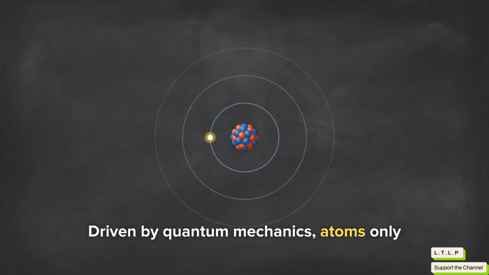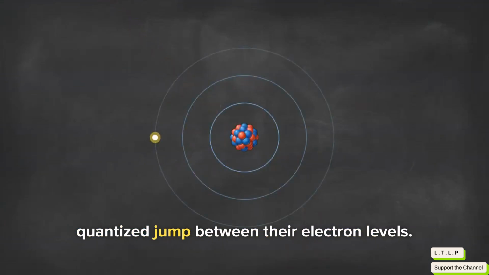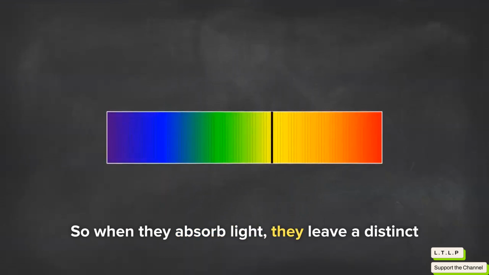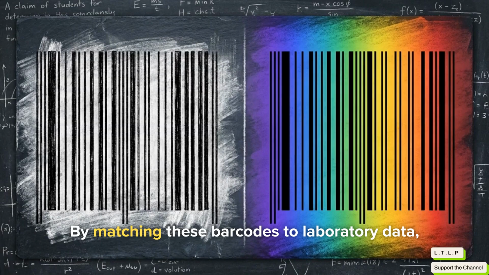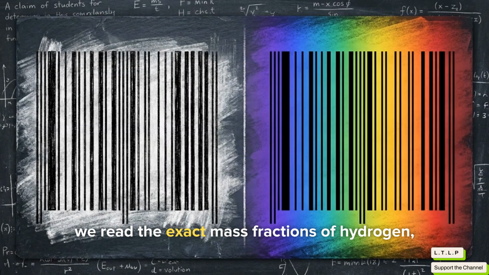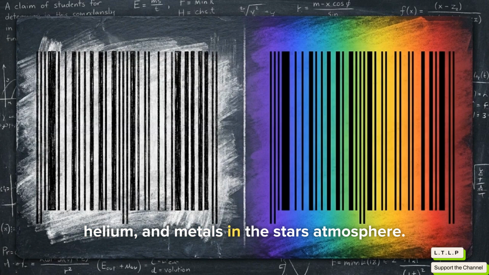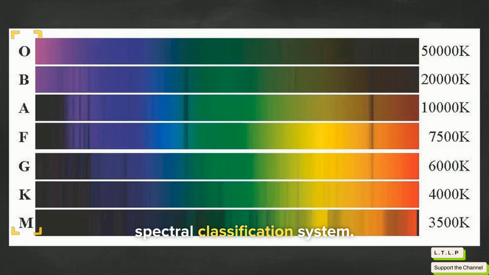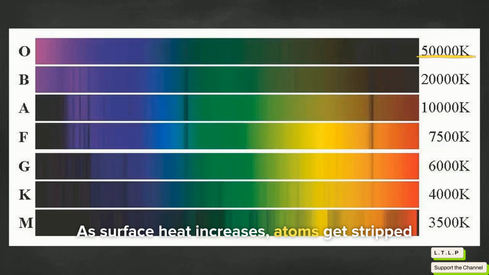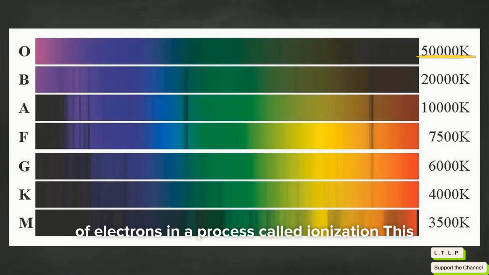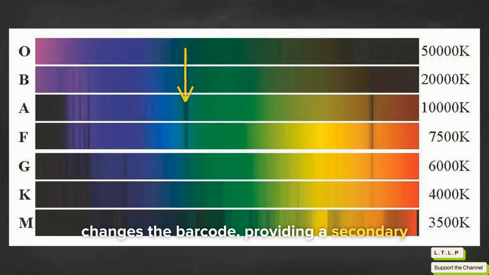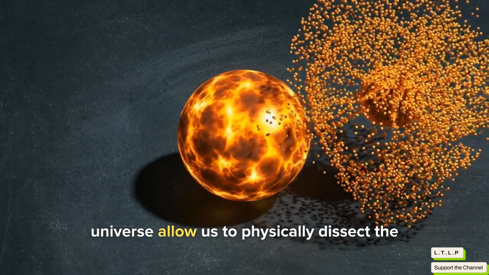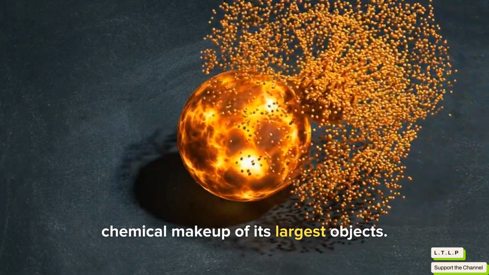Driven by quantum mechanics, atoms only absorb a photon if its energy matches the quantized jump between their electron levels. Every element has unique electron shells, so when they absorb light, they leave a distinct quantum barcode. By matching these barcodes to laboratory data, we read the exact mass fractions of hydrogen, helium, and metals in the star's atmosphere. This stacked chart displays the OBAF-GKM spectral classification system. As surface heat increases, atoms get stripped of electrons in a process called ionization. This changes the barcode, providing a secondary, precise confirmation of the star's temperature. The smallest quantum structures in the universe allow us to physically dissect the chemical makeup of its largest objects.